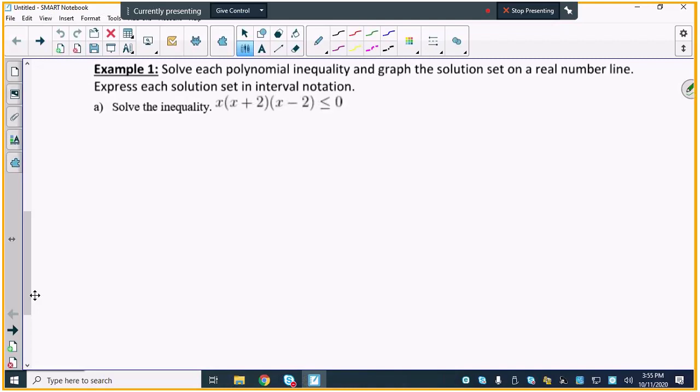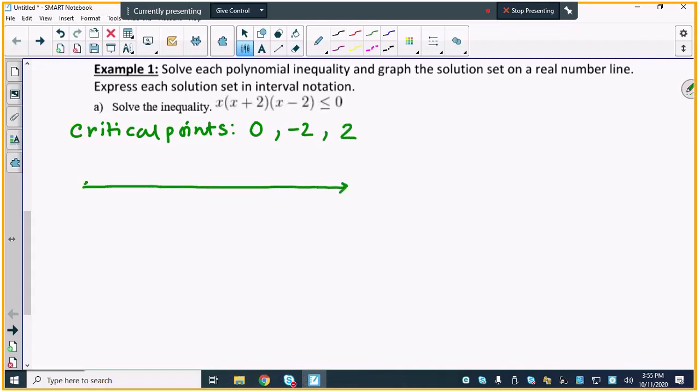Then we're going to find the solutions, and we call the solutions in an inequality the critical points. So first we do the critical points. For example, the first one will give you critical points at 0, -2, and 2. Then we do a number line, and on the number line we plot these critical points from least to greatest. So -2, 0, and 2.